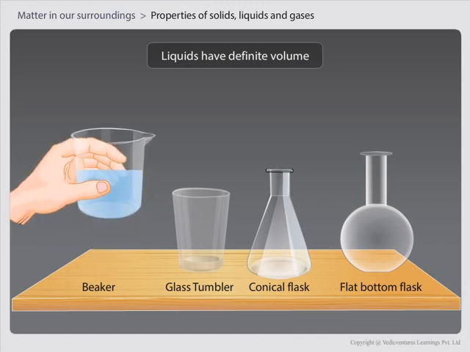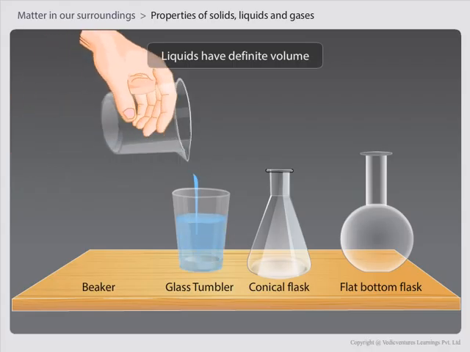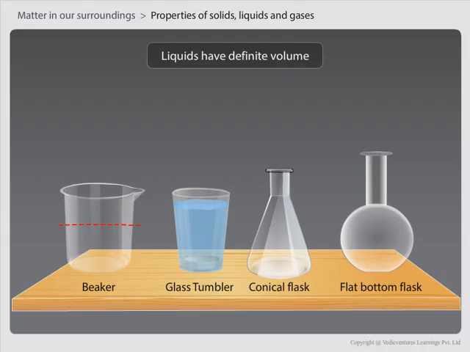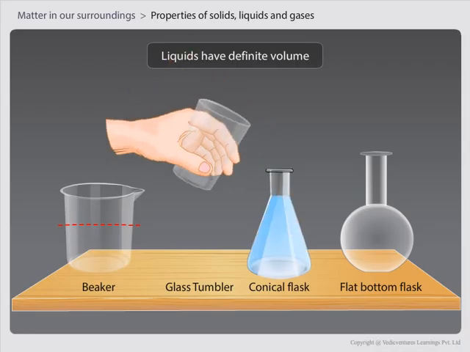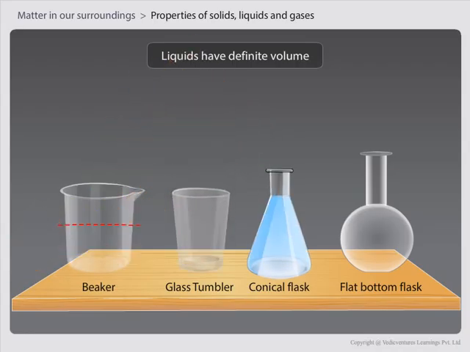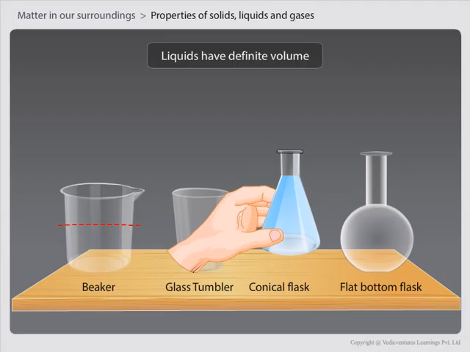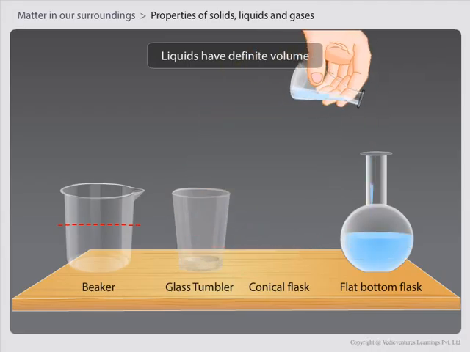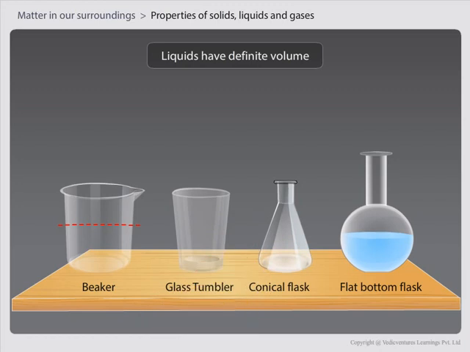First, we pour the water from the beaker into a glass tumbler. We will find that the water takes the shape of the glass tumbler. Then, we pour this water into a conical flask. We will find that the same water now takes the shape of the conical flask. And finally, we pour the water from the conical flask into a flat-bottomed flask. The water now takes the shape of the flat-bottomed flask. From this experiment, we conclude that water has no fixed shape of its own. It takes the shape of the container in which it is poured.